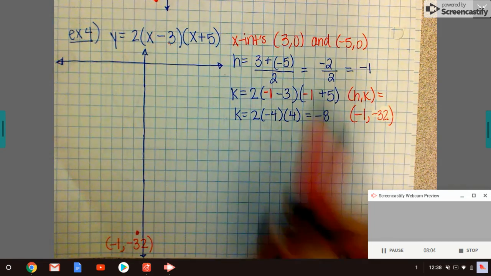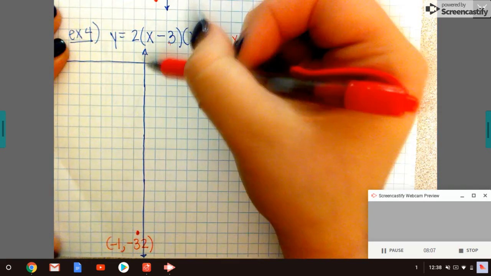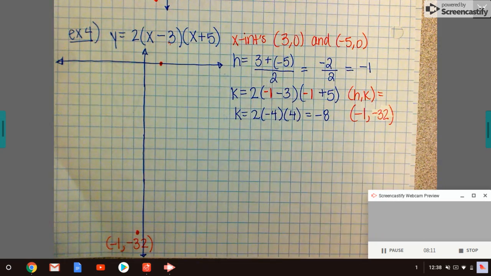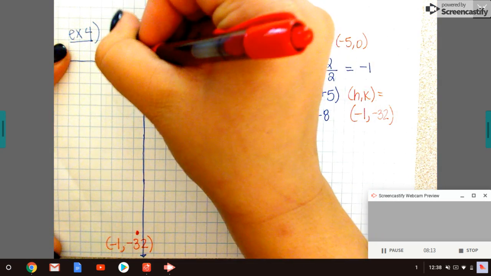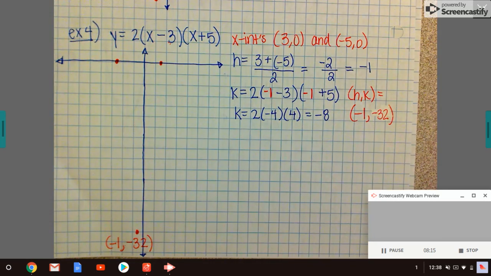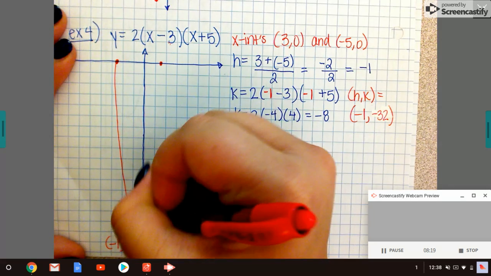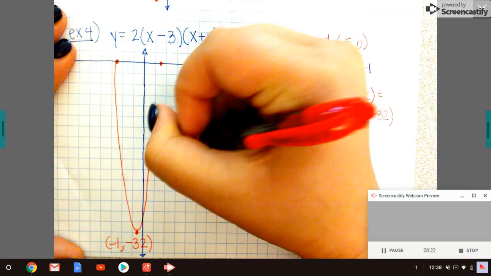And I've got my 2 x-intercepts. One of them is at 3, 0. I'm still going by 2s. So 3, 0 is right there. And negative 5. We should have a pretty narrow graph here. Try to still make it be slightly curved as much as you can.